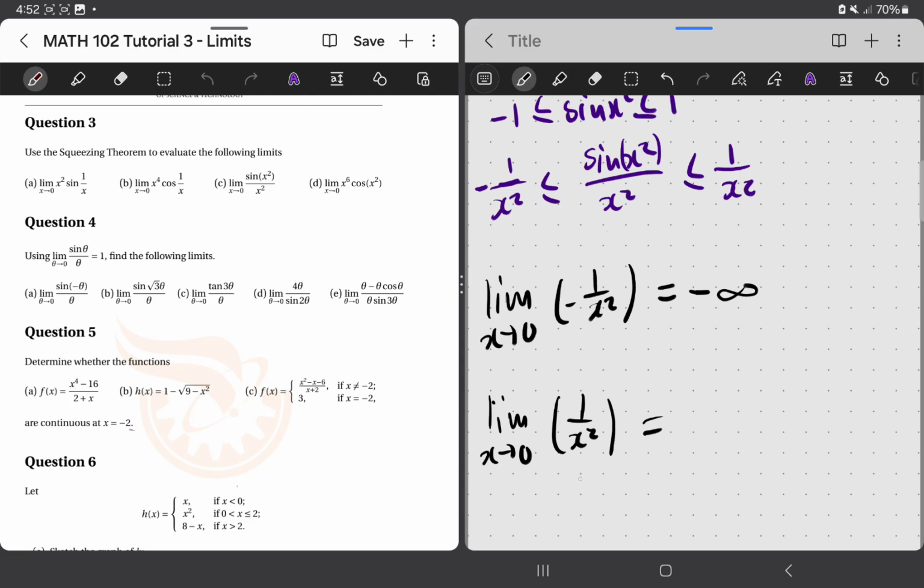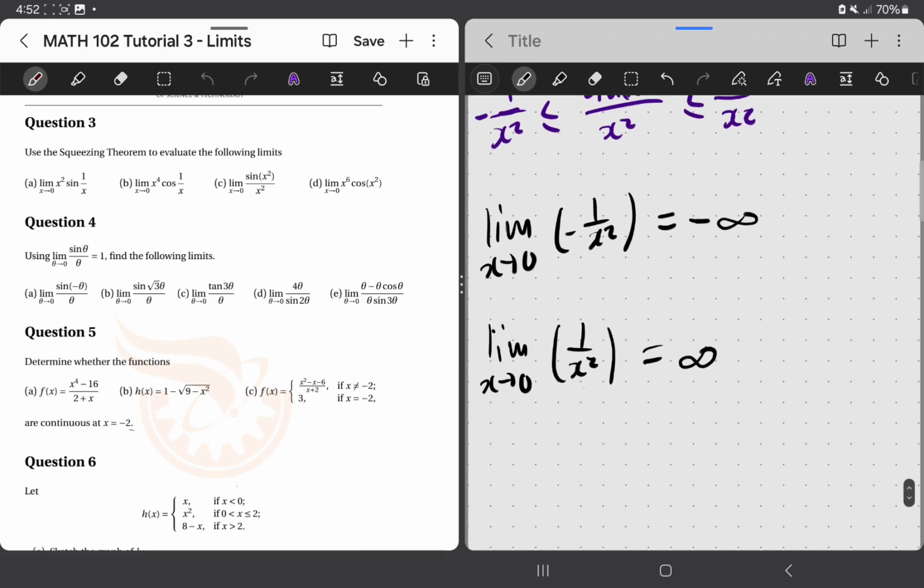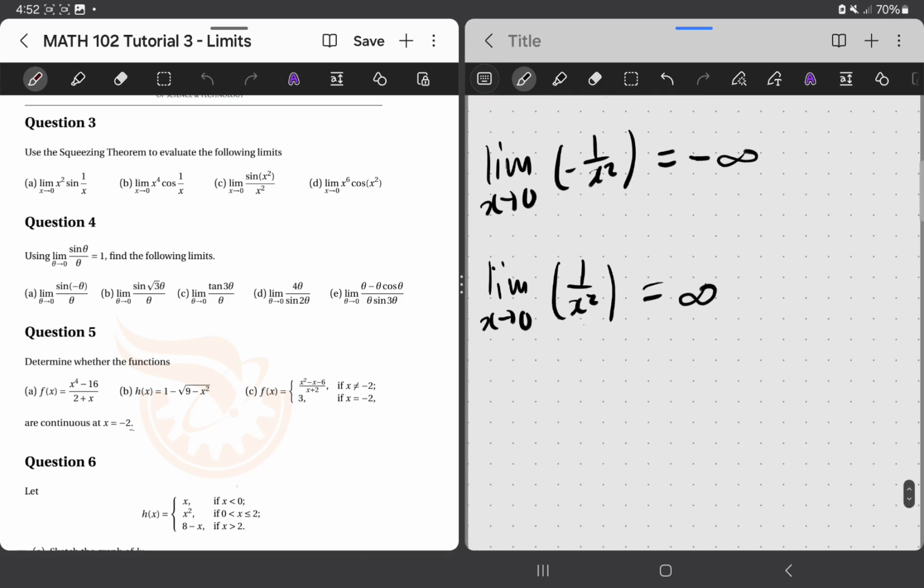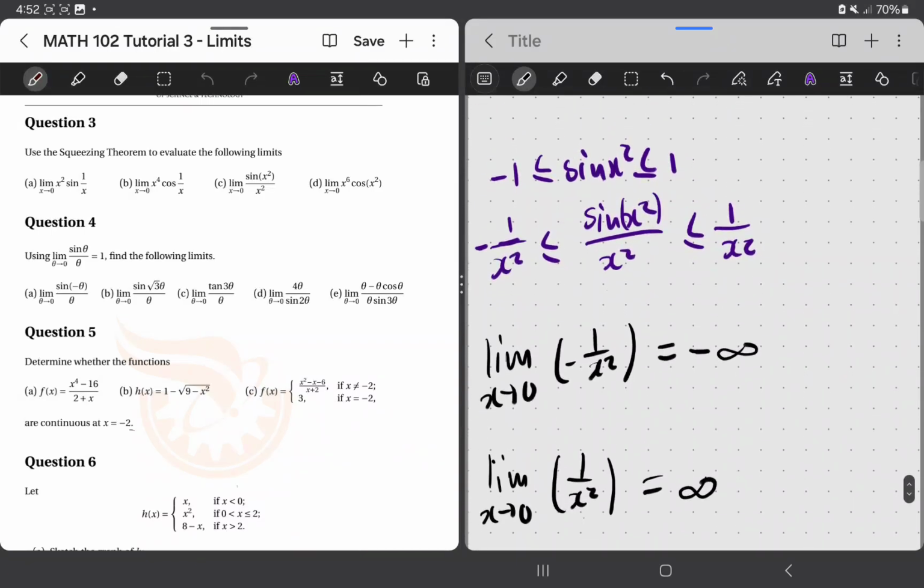Then here, it's something very small, close to 0. It can be negative or positive, but when you square it, it becomes positive. So 1 divided by a very, very small positive number is going to give us positive infinity. And these two limits are not the same. You can see that they're not the same.